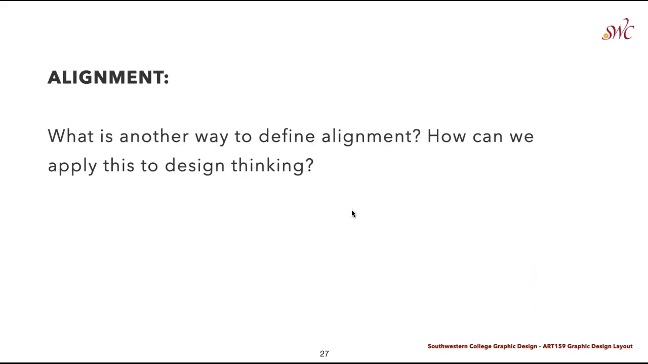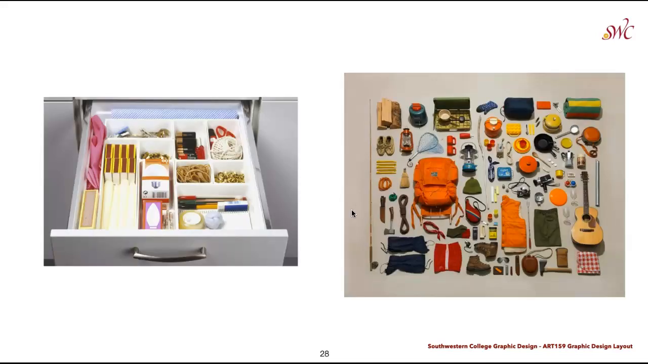The next principle that we're going to look at is alignment. And what is another way that we can define this within design thinking? Well, if you've ever had any sort of junk drawer, and I'm sure all of us are guilty of that, then you know that it's kind of a mess, right? It's where we dump everything when we don't know where else to put it.